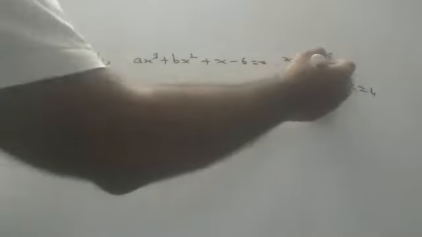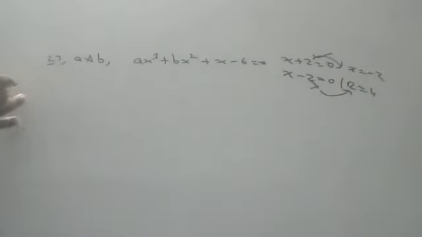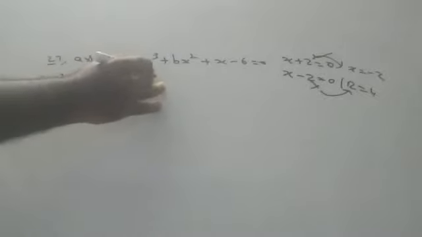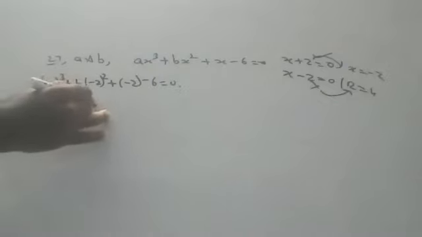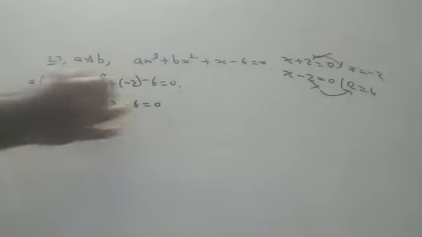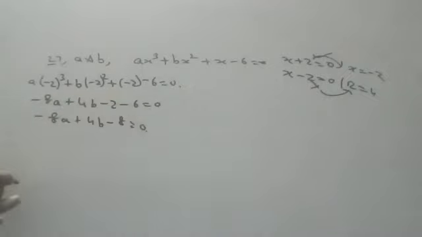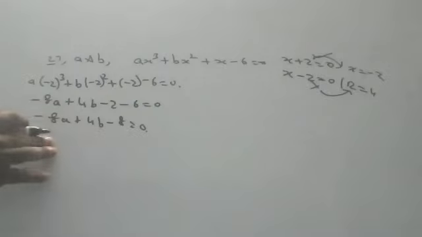First one is x is equal to minus 2. I'm substituting minus 2. See here, very important sum. This is a into minus 2 whole cube plus b into minus 2 whole square minus 2 minus 6 is equal to 0. Minus 8a plus 4b minus 2 minus 6 is equal to 0, so minus 8a plus 4b minus 8. Okay, children? So what I will take common is minus 4.